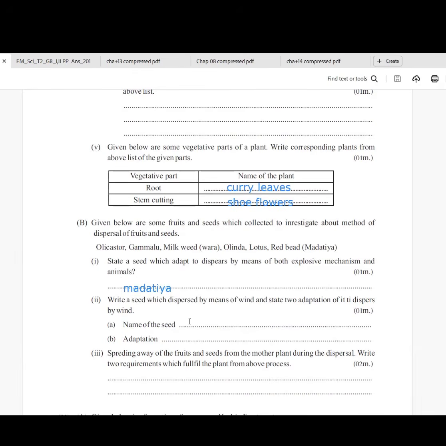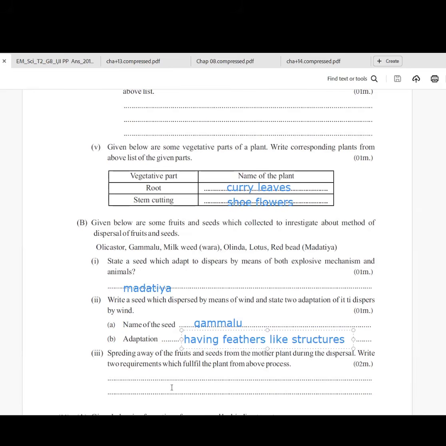Write a seed which is dispersed by means of wind and state two adaptations of it. Dispersed by wind: gum mallow. Having feathers-like structures is the adaptation.